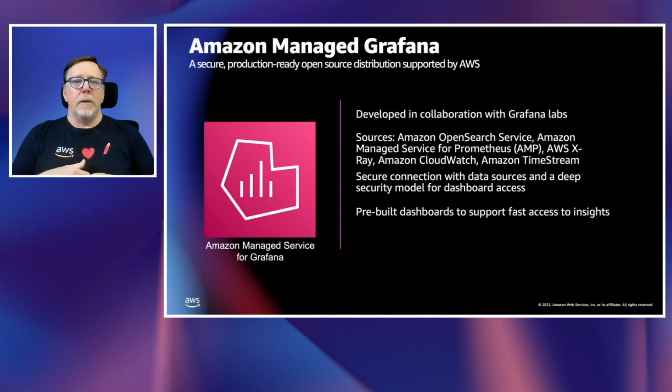Amazon Managed Grafana is a secure, production-ready, open-source distribution supported by AWS. We developed it in collaboration with Grafana Labs, and it enables you to connect to data sources like Amazon OpenSearch Service, Amazon Managed Service for Prometheus, X-Ray, CloudWatch, TimeStream. It has security built in and enables you to connect securely with all of these data sources in a way that preserves their integrity. There are some pre-built dashboards that give you faster access to the insights that you're looking for.